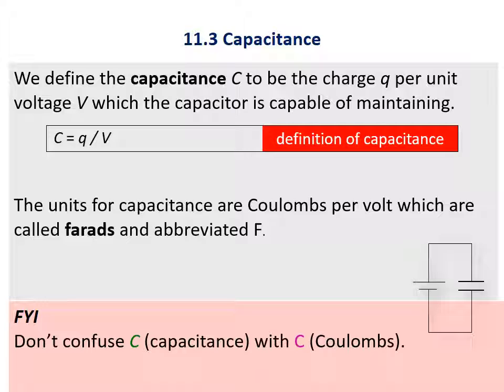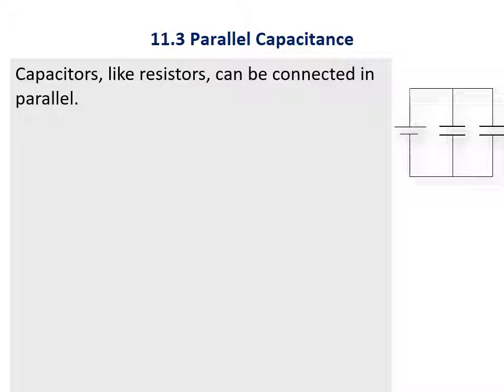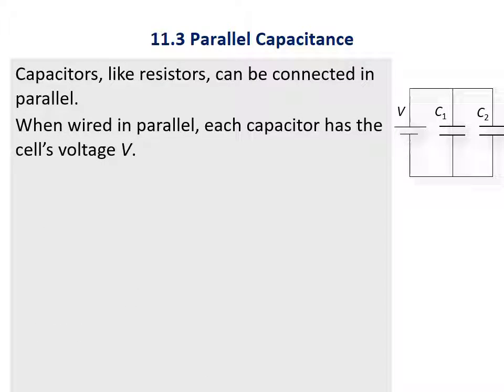Don't confuse capacitance in farads with coulombs. So capacitance is a quantity. Coulomb is a unit. So just like resistors, capacitors can be wired in parallel. When in parallel, each capacitor obtains the cell's voltage. That should make sense because current will split, the voltage is shared evenly among the branches.